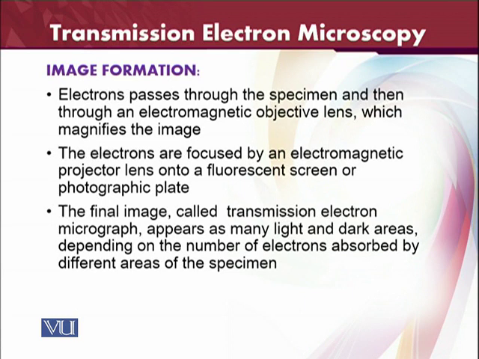The light and dark areas depend on the number of electrons absorbed by the different areas of the specimen, that is, how many electrons are passing through that area of the specimen. That's why we have already said that the specimen should be ultra thin. A thinner specimen will be able to absorb more electrons, and it will give us a better picture under the microscope.